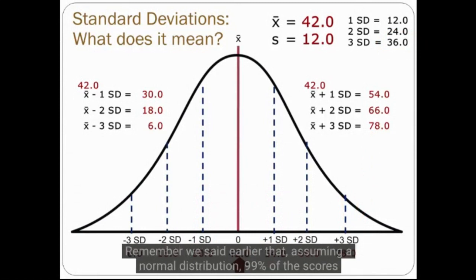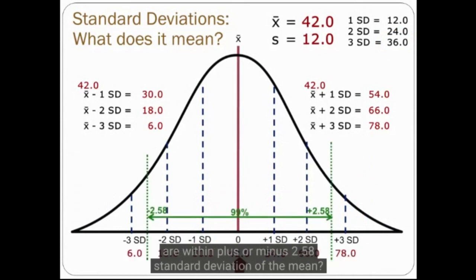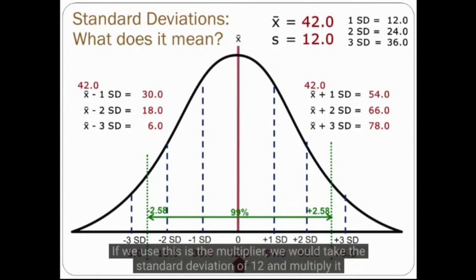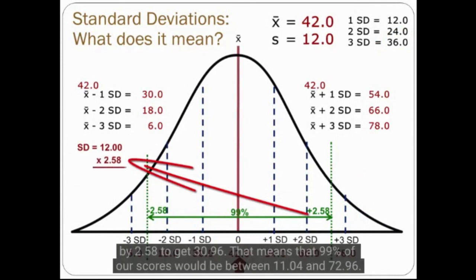Remember we said earlier that, assuming a normal distribution, 99% of the scores are within plus or minus 2.58 standard deviations of the mean? If we use this as the multiplier, we would take the standard deviation of 12 and multiply it by 2.58 to get 30.96. That means that 99% of our scores would be between 11.04 and 72.96.